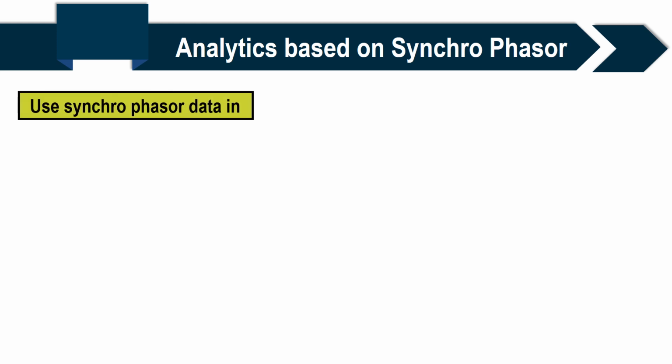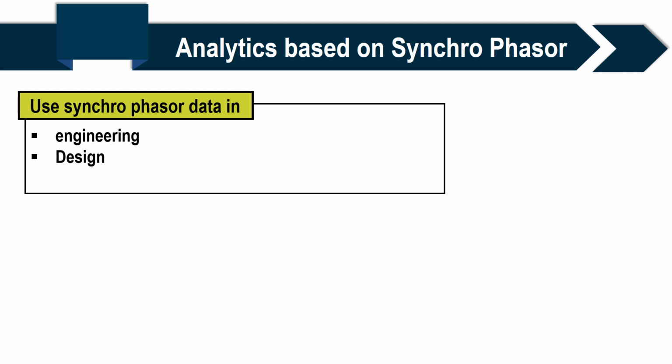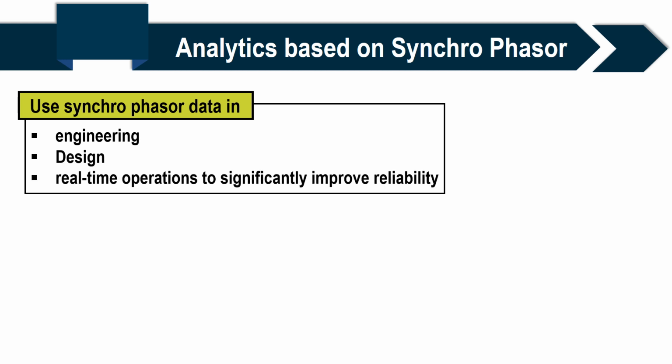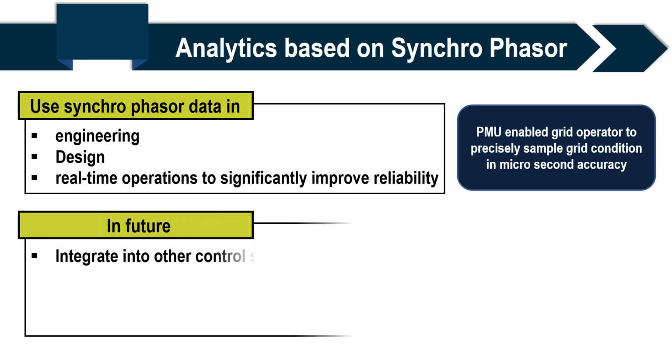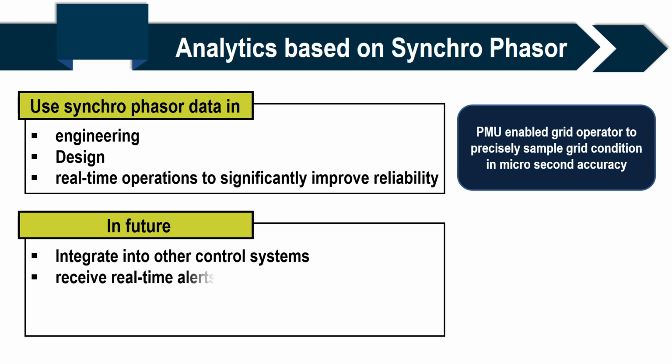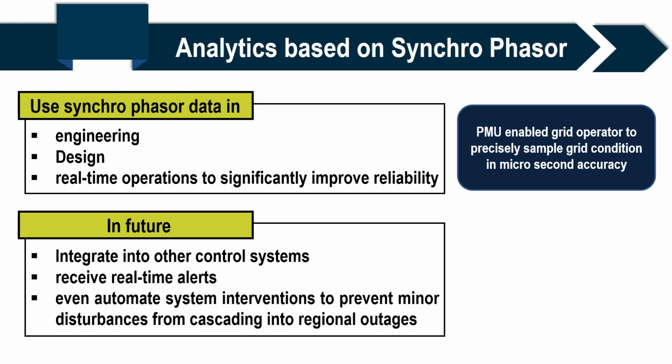The output from analytics can also feed into engineering, design, and real-time operations to significantly improve the system reliability. And in future, when we have an integrated view, it can be integrated into the control system, receive real-time alerts, and even automate system interventions to prevent minor disturbances from cascading into regional outages.